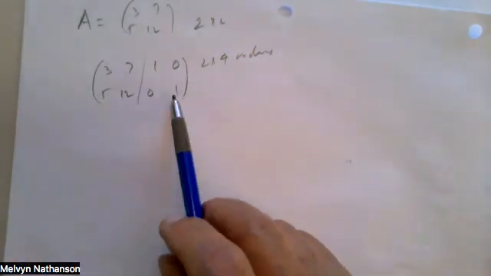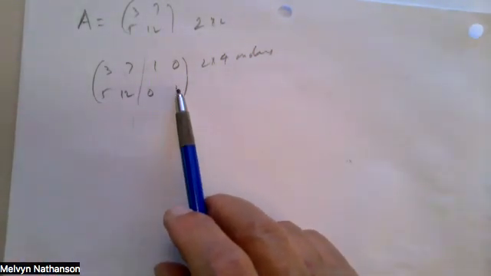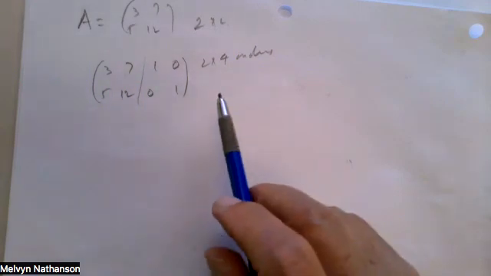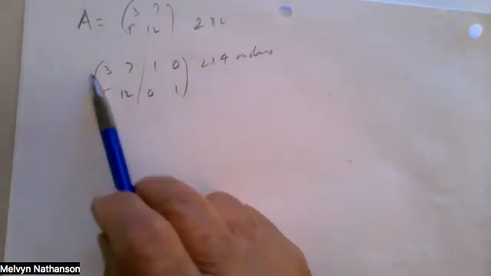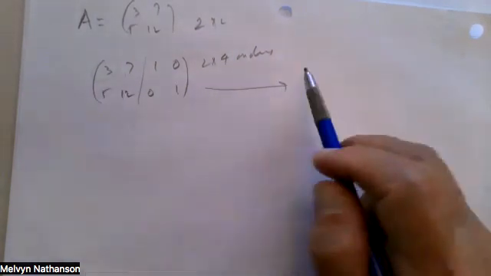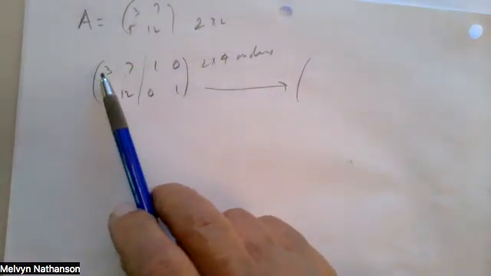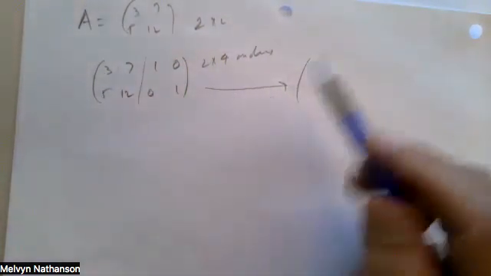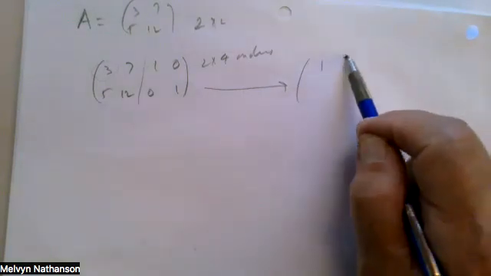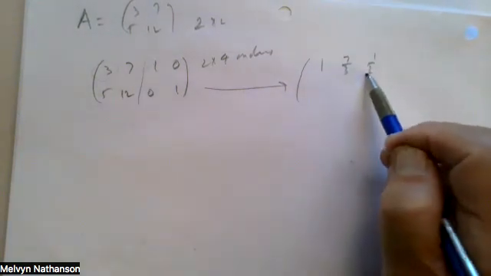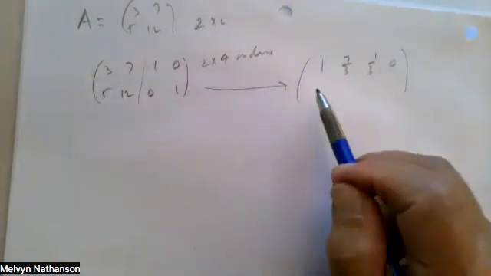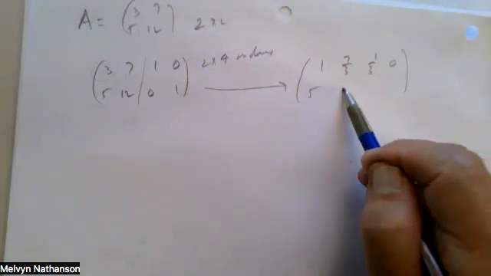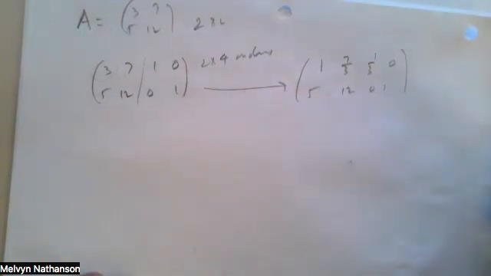And I want to put this matrix in reduced row echelon form. So the first thing I want to do is make this a 1. So I multiply the first row by a third. I get 1, 7/3, 1/3, 0. And the second row is still 5, 12, 0, 1.